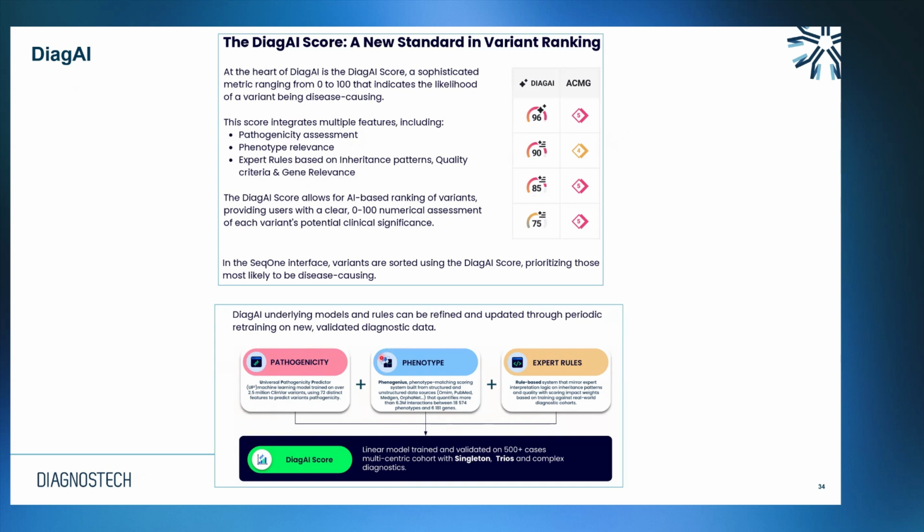Then something called PhenoGenius, which is using the phenotype to be able to match phenotype to a variant using more than 6.3 million interactions between 18,000 phenotypes and 6,000 genes. And then finally, the rule-based system, which is just using those rules to really look at quality and inheritance and to add to the score of being a real true pathogenic variant.